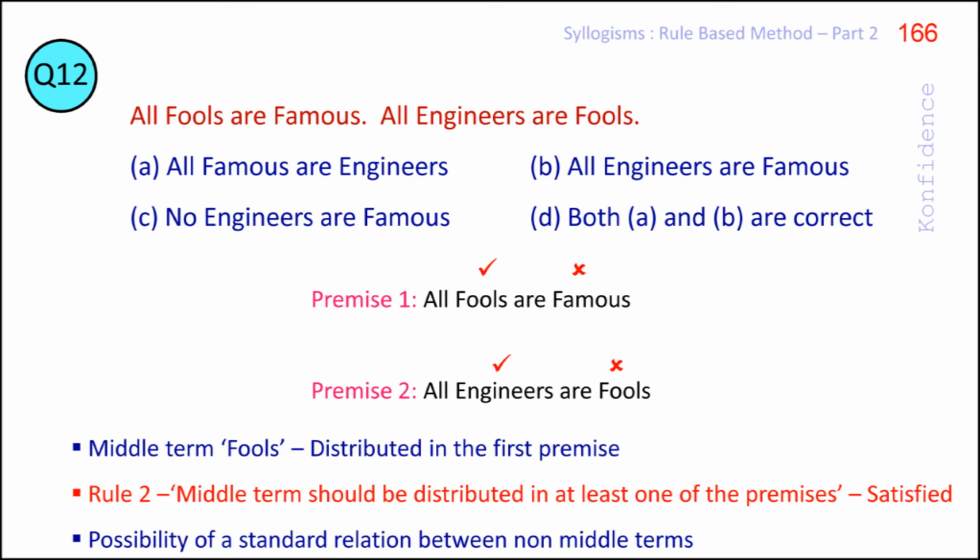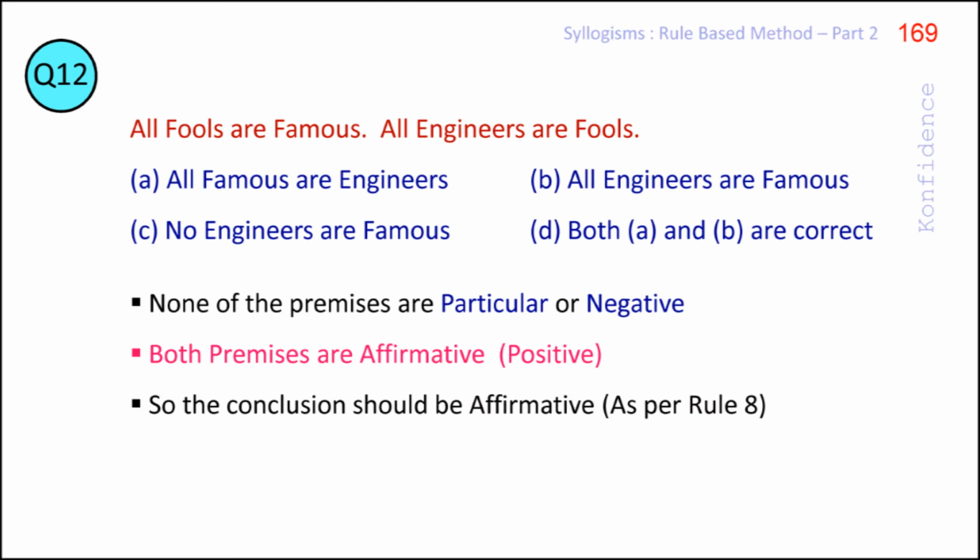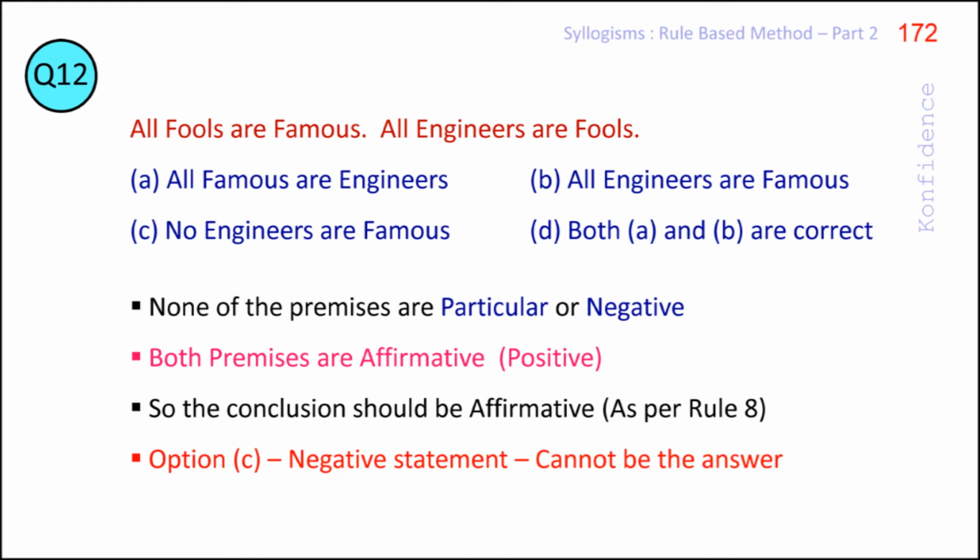Now let us see what that relation could be. None of the premises are particular or negative. So the rules pertaining to negative or particular premises will not come into play here. Both the premises are affirmative. Hence, as per Rule 8, the conclusion should also be affirmative. That means option C, which is a negative statement, cannot be the answer.